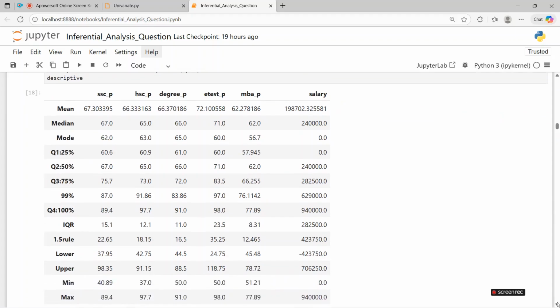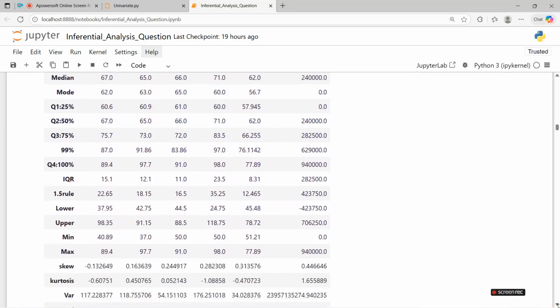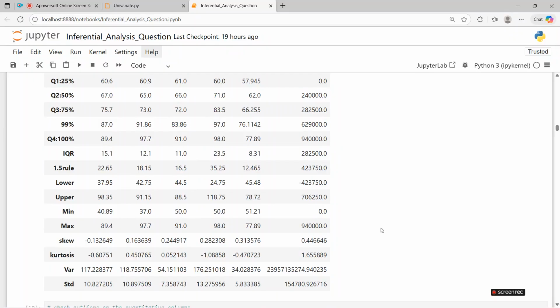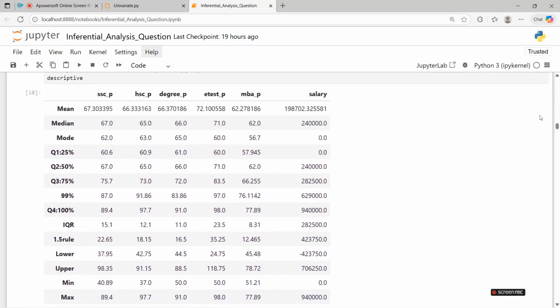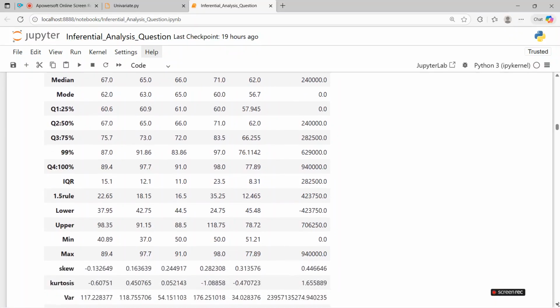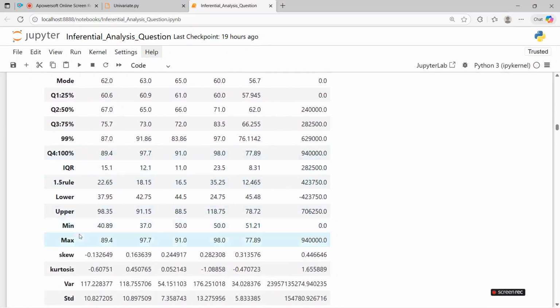So this function will do the calculation for each column, like mean, median, mode, 25 percentile, 50 percentile, 75 percentile, and we have the IQR 1.5 rule where lower, upper, min, max, Q, kurtosis, variance, standard deviation. Whatever calculation related to the univariate analysis will be performed for each column. So now we are going to concentrate only on the four values like lower, upper, min, max. These are our values related to the outliers.